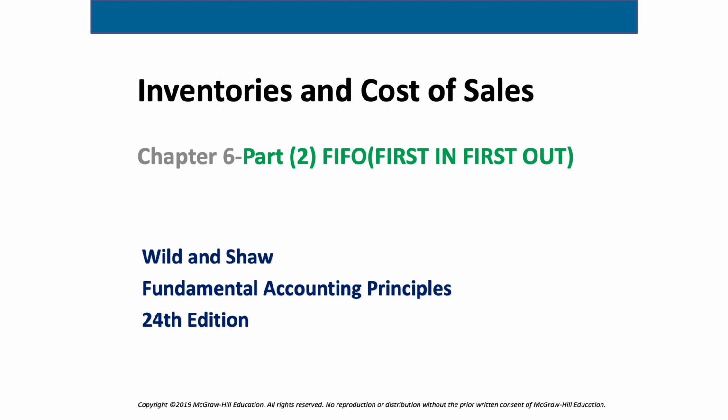In this video, I'm going to explain Chapter 6, Part 2, which talks about the second method of inventory system, which is FIFO, first in, first out. We're still continuing with Chapter 6, which was titled Inventories and Cost of Sales. Please pay attention.